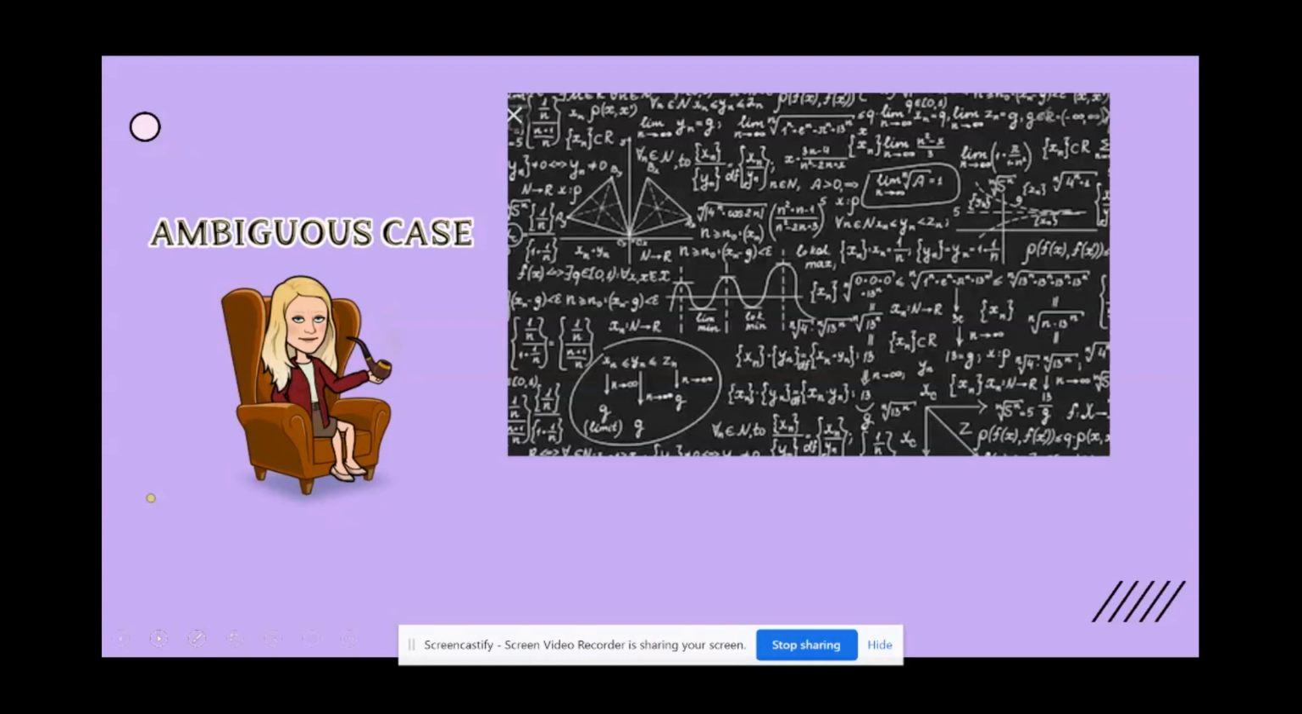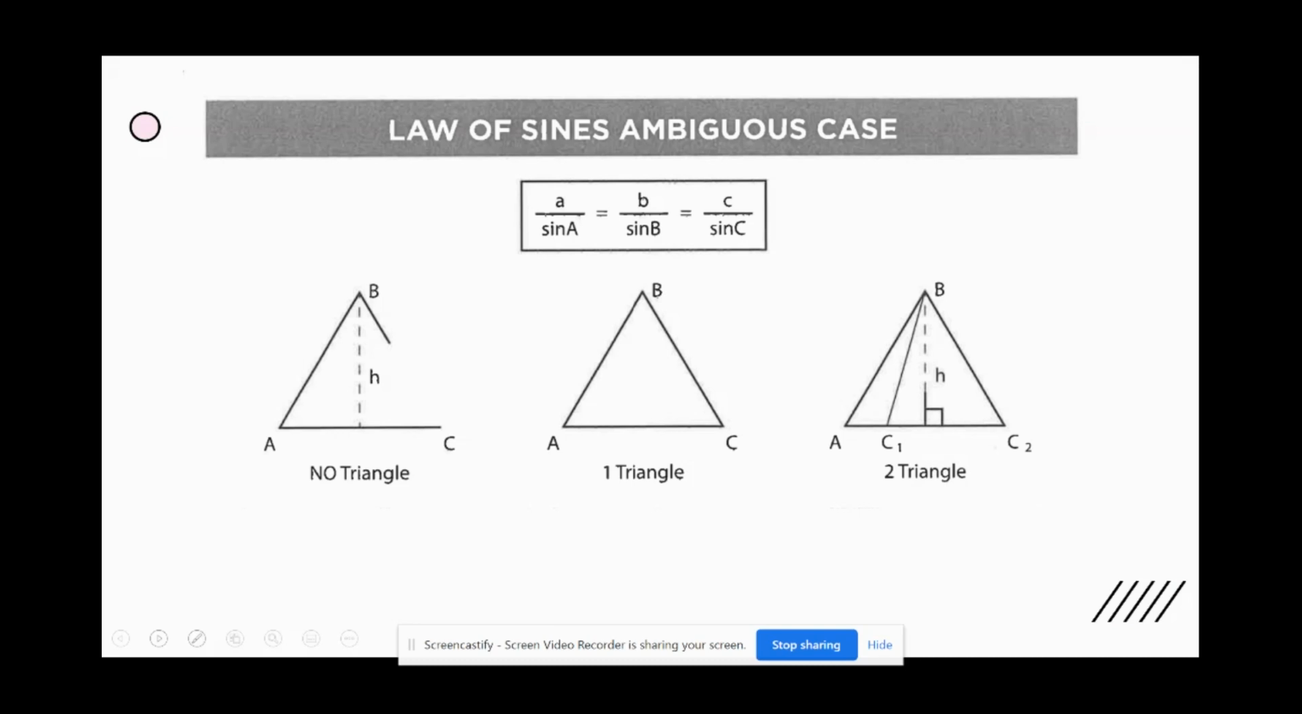All right, now we're going to talk about the law of sines ambiguous case. We want to figure out if we have no triangle, one triangle, or two triangles. So first of all, here's a review of our law of sines. Notice in this case, we actually put the side over the angle, and that's okay. It's still going to have the same meaning, where each of these ratios are the same.